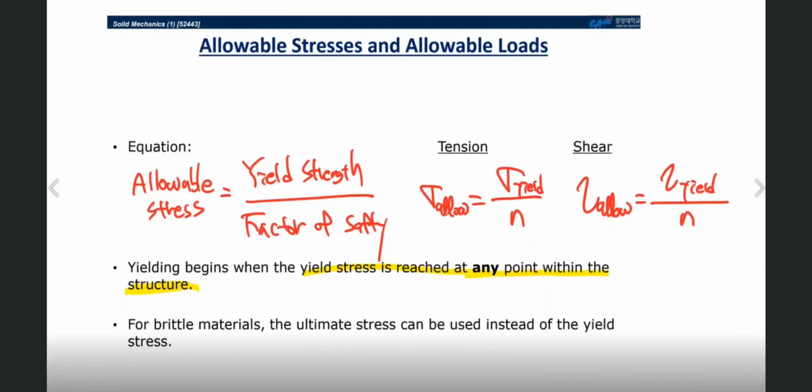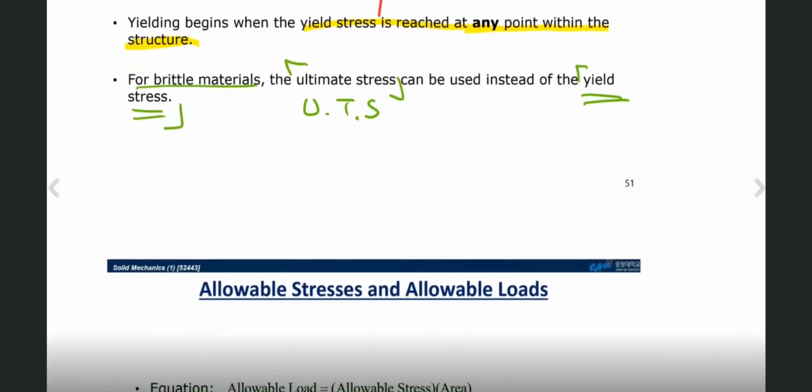And for brittle materials, the ultimate stress, we write down as UTS. Ultimate stress can be used instead of the yield stress, because you know that for a brittle material we cannot find a specific yielding point. So the ultimate stress can be used instead of the yield stress in the case of brittle material. Alright.